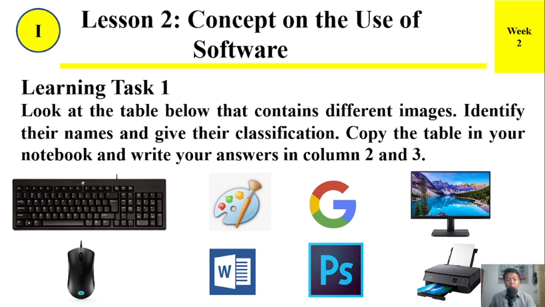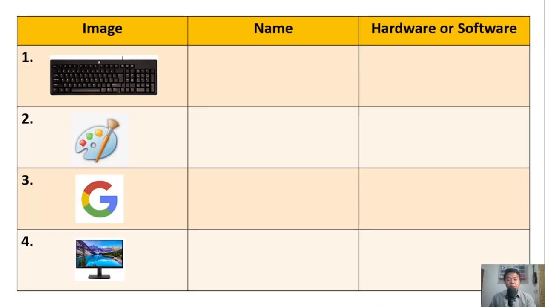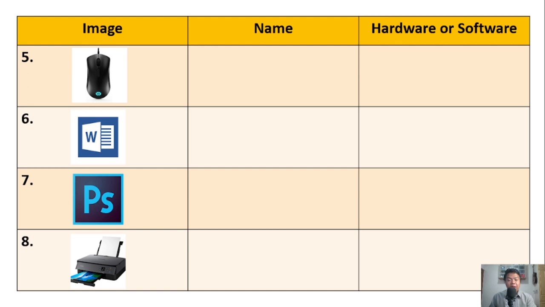Learning Task Number 1. Look at the table below that contains different images. Identify their names and give their classification. Copy the table in your notebook and write your answer in columns 2 and 3. For images 1, 2, 3, and 4, identify its name and its correct classification. For numbers 5, 6, 7, and 8, identify its name and its correct classification.